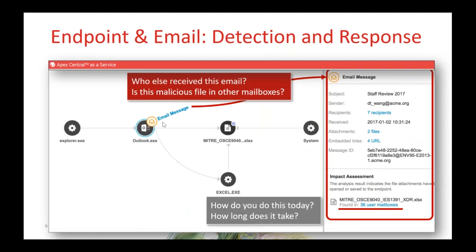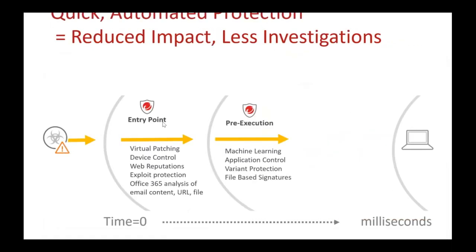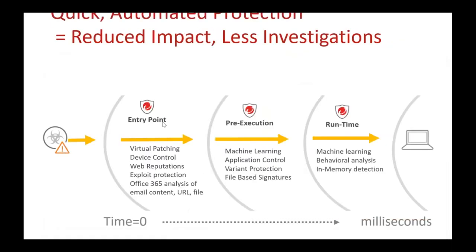So here, this is the sample mail which was received, and there will be some reports also that the same malicious mail was received by 36 user mailboxes. So by this way, we can detect all the mail related threats, and we can investigate and clear the threats further. Quick automated protection equals reduced impact, less investigation.